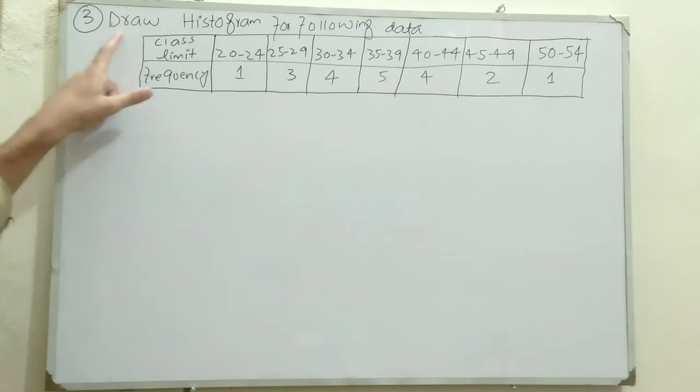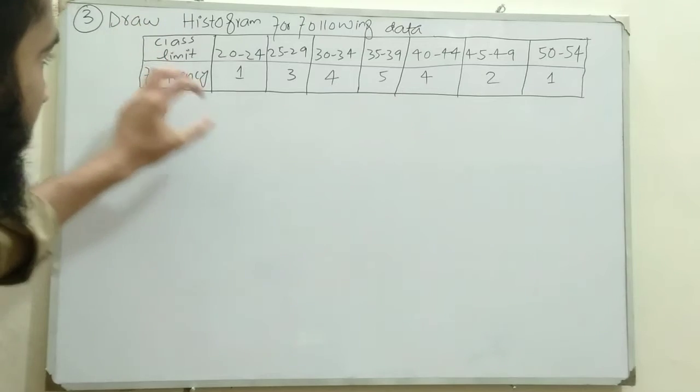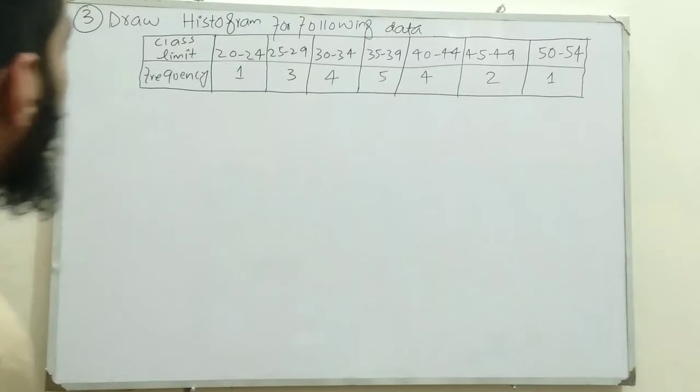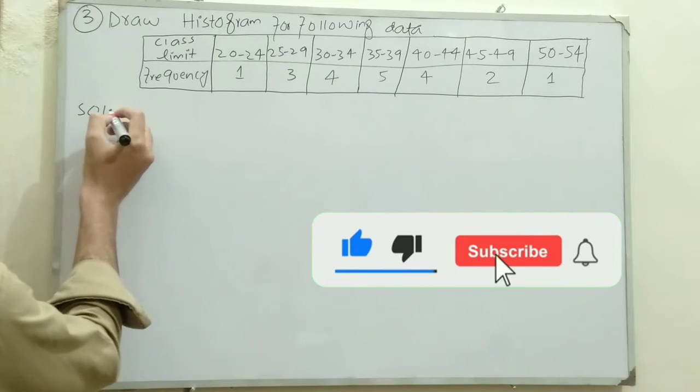It tells us to draw a histogram for the following set of data. We have a class limit and frequency given. So we are going to draw a histogram for this set of data. Move to the solution.